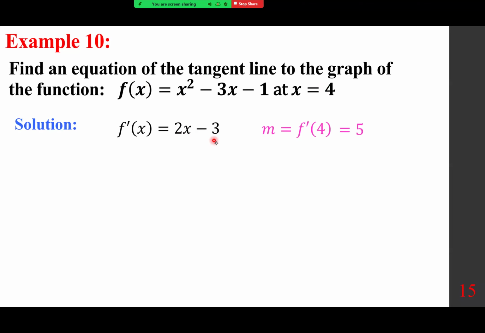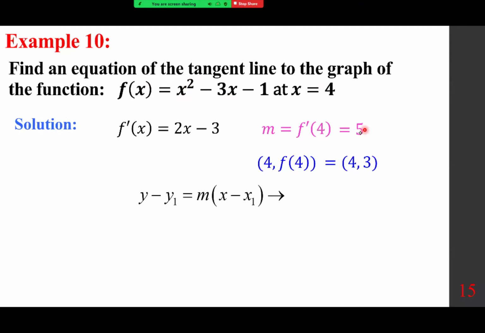So we have this slope. We also need a pair. At x equals 4, when you plug in, you get 16 minus 12 is 4, minus 1 is 3. And so we have the pair, we have the slope. We use the point slope formula. So y minus y1, namely 3, equals m, 5, times x minus x sub 1, namely 4. And we distribute, we get the following.